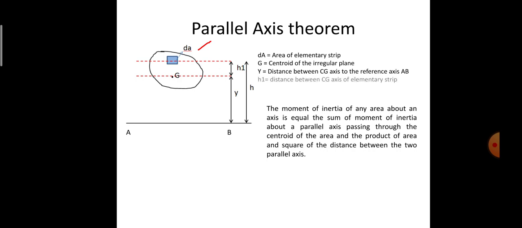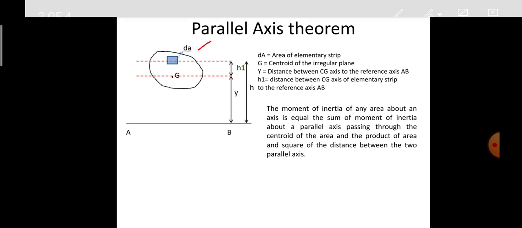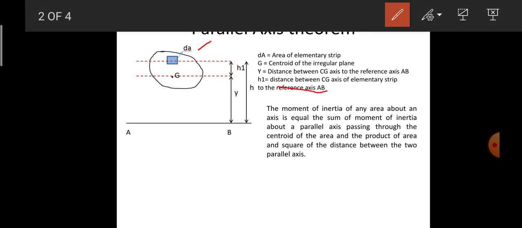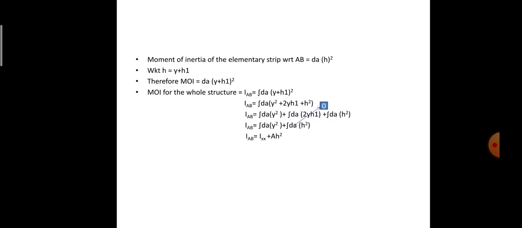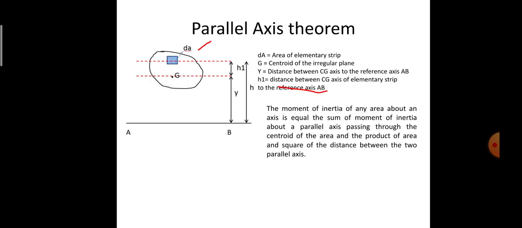Next, H1 is the perpendicular distance between the CG axis of the elementary strip and the axis of the centroid G. Actually it should be the axis of the centroid, that is G. And then we have total H. H is the distance between the CG of the elementary strip and the reference axis AB.